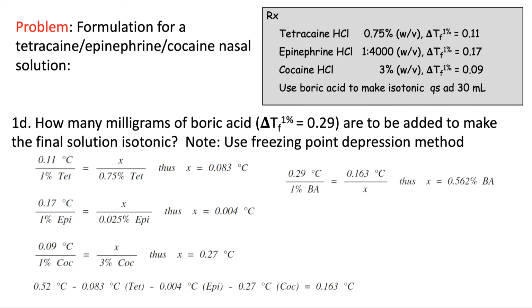We can set that over to X, and when we solve for X, we would find the percent concentration of boric acid we would need to produce that reduction. And when we do that, we see we would need a 0.562% concentration of boric acid.